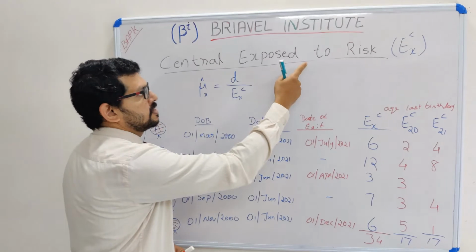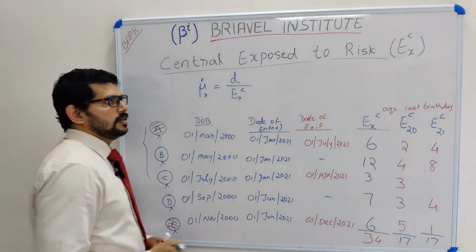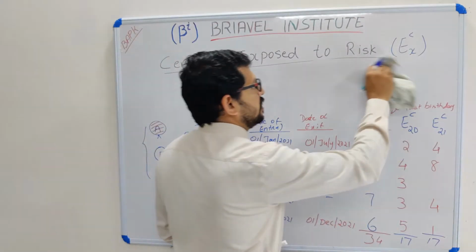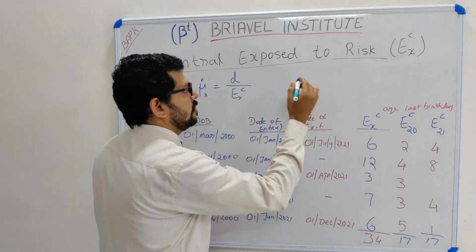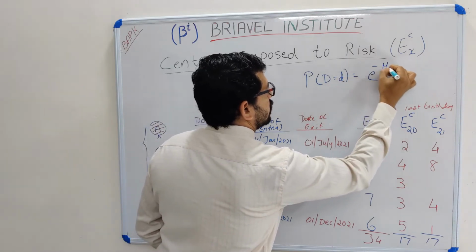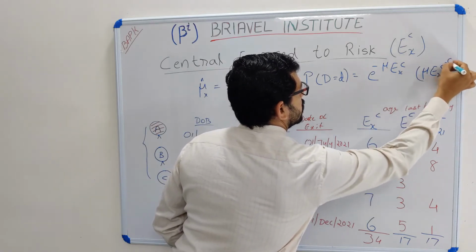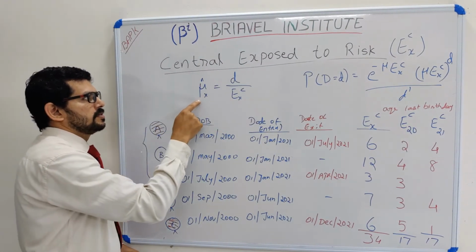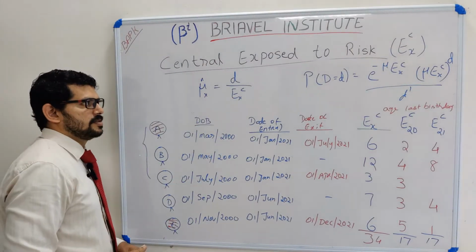We have the central exposed risk, and one more term is there, the initial exposed risk. The term used is E of x, and it is used in the binomial model, so we do not need that term here. Here we are studying only the central exposed risk. It is used in the Poisson model, where d is equal to, so by estimating mu x, the force of mortality is equal to d divided by E of x superscript c using maximum likelihood estimation.